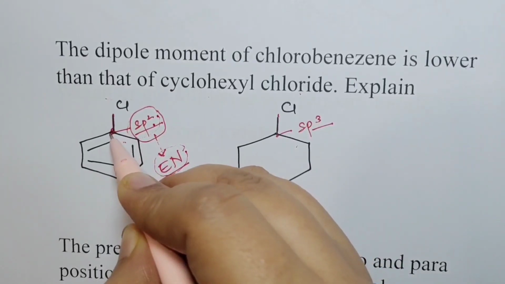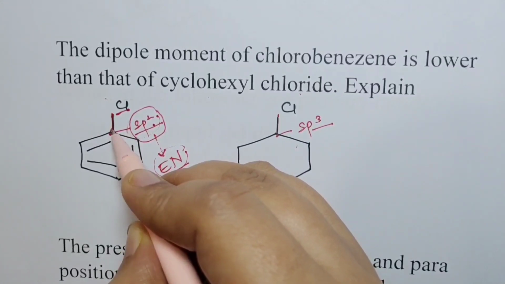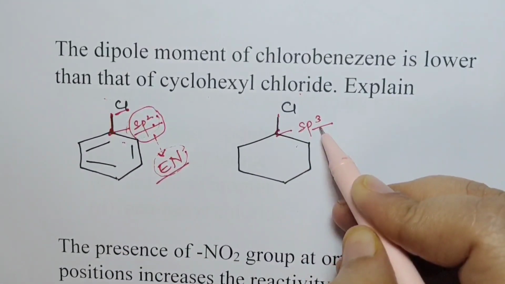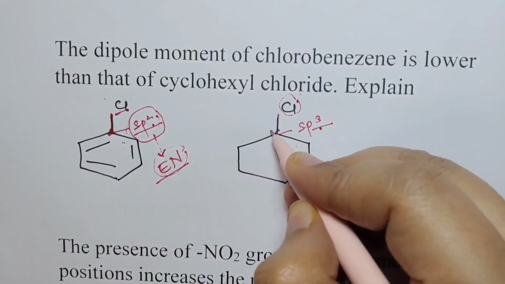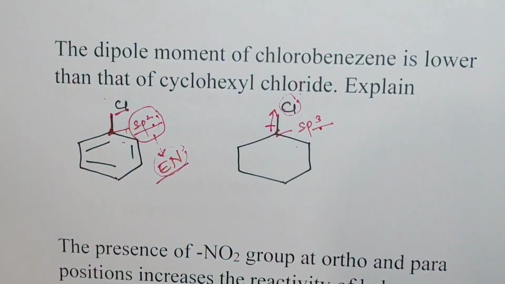So if this is electronegative and halogen atom is also electronegative, this bond is not going to be very polar. Okay, whereas here this carbon is sp3 hybridized. This is not electronegative, whereas chlorine is electronegative. So it will pull the electron towards itself and this bond would clearly have a higher dipole moment.